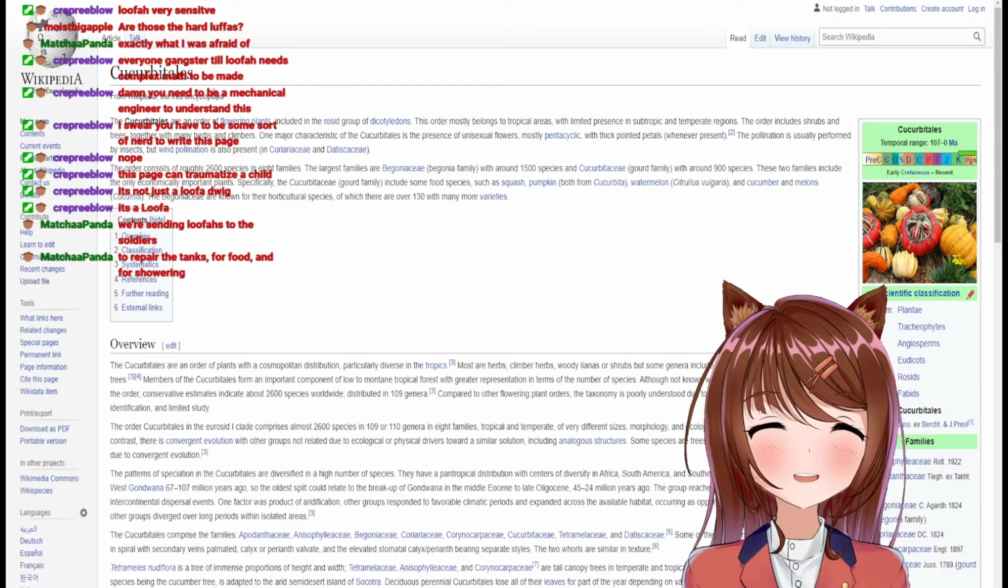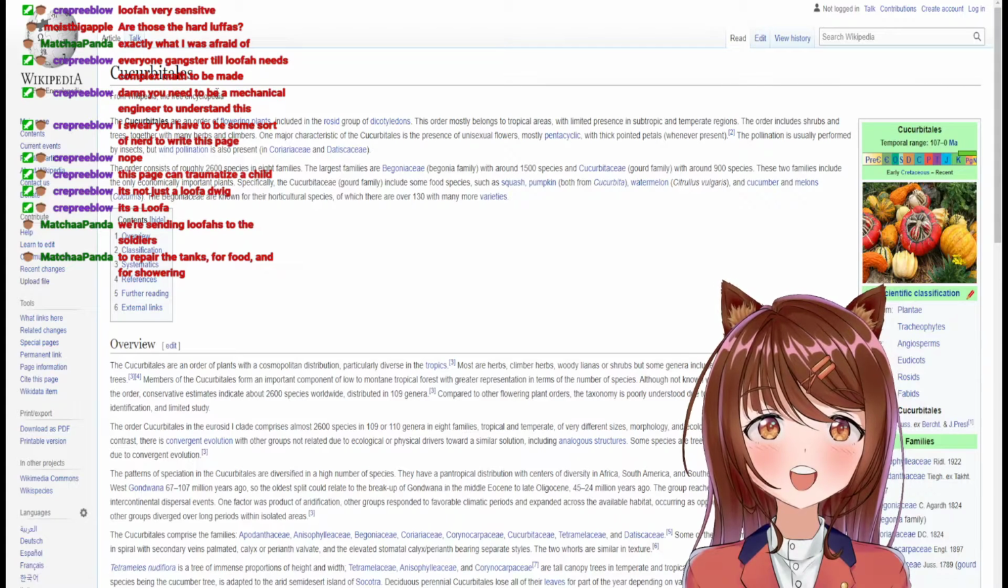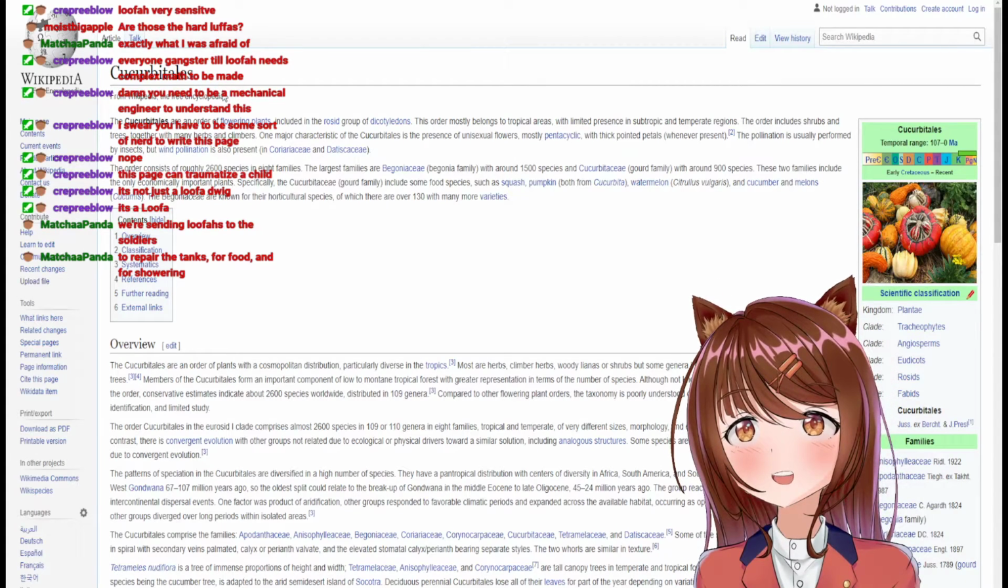We're sending loofahs to the soldiers to repair the tanks, for food and for showering. See? Yo. Honestly. Yeah. These things seem to be insane.